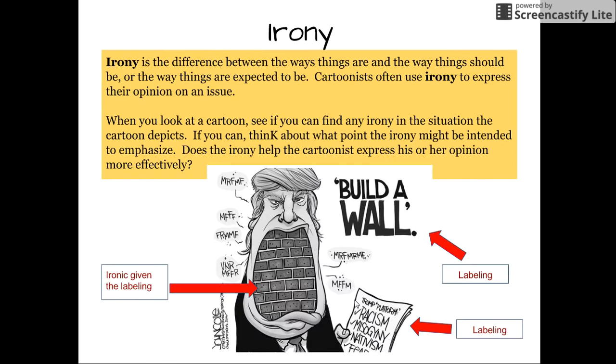Our final one is irony. Irony, or it's ironic. Like a joke that I can make right now. If a tree falls in the woods, doesn't make a sound. That's ironic given our last slide.